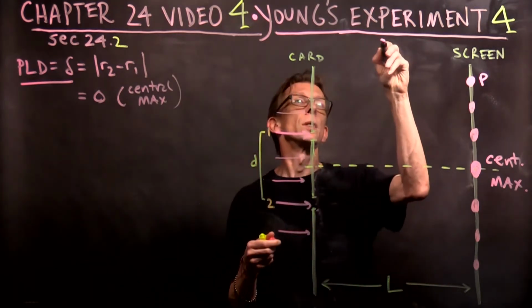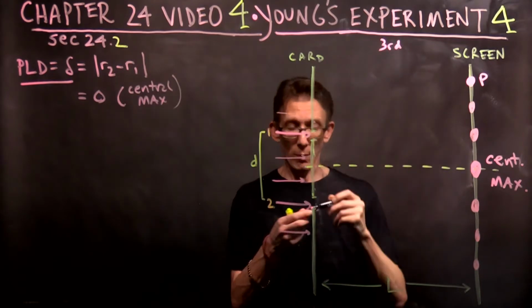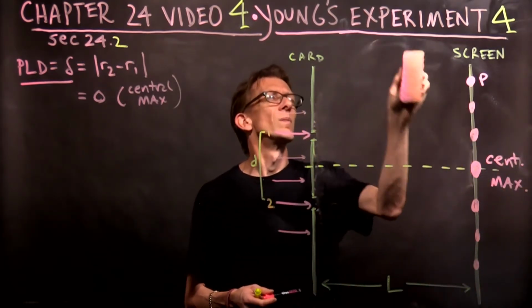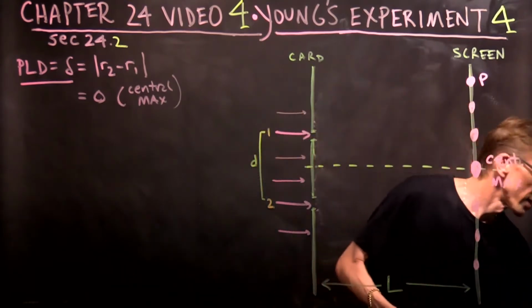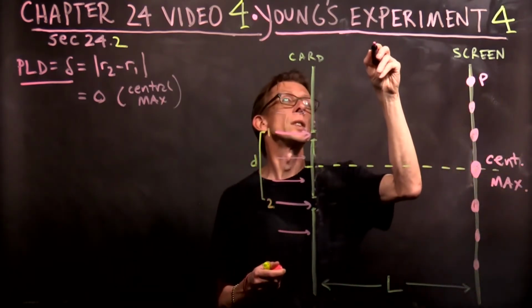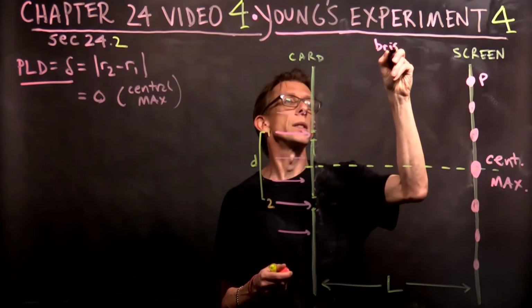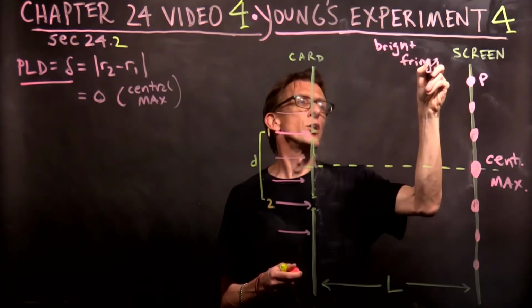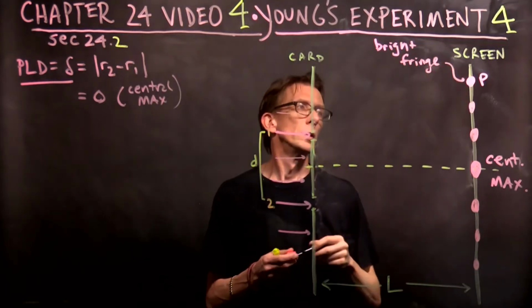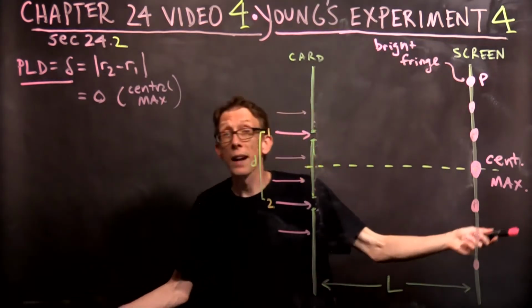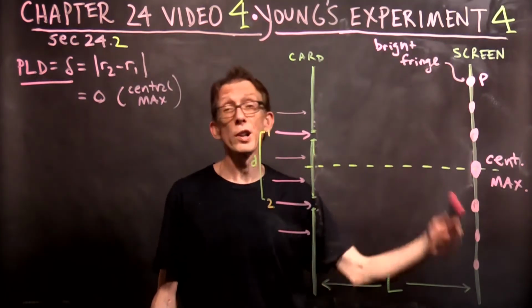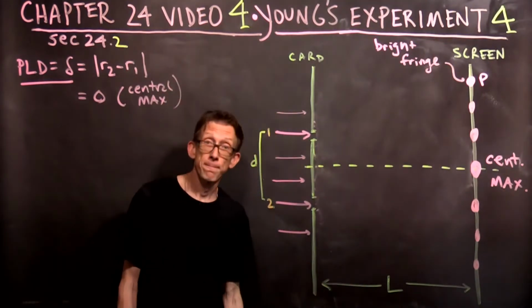This is an example. I'm not going to get into the indexing of those things yet. Let's just say this is a bright fringe. The central max is also a bright fringe. All the bright spots are known as bright fringes. All the dark regions between them are known as dark fringes.